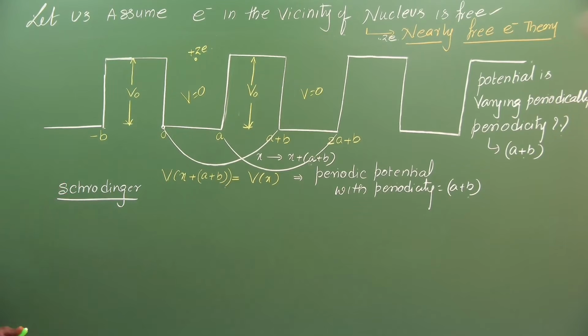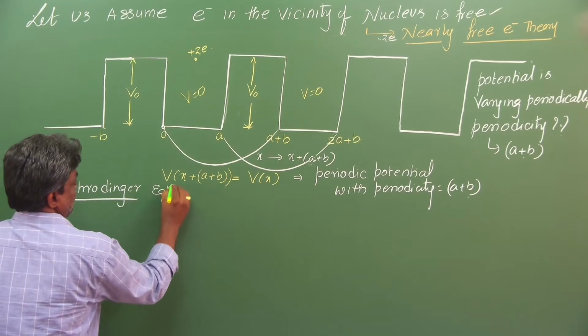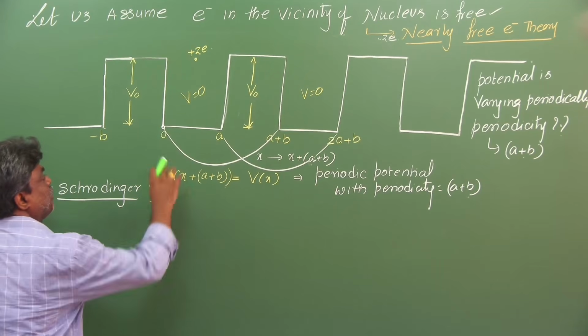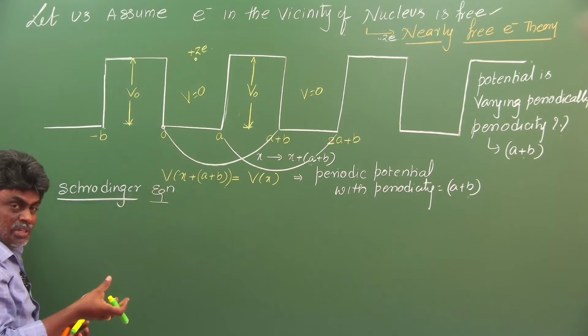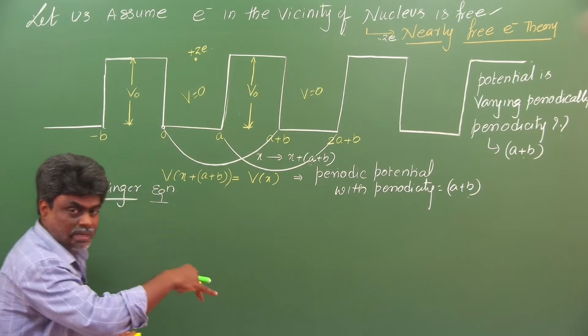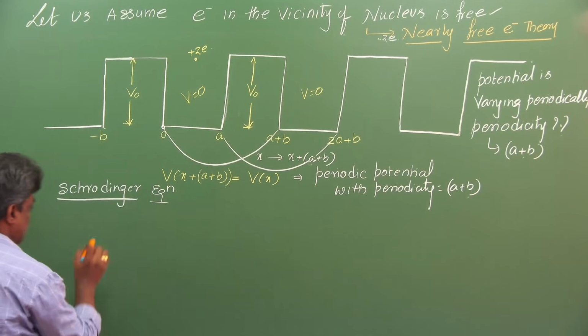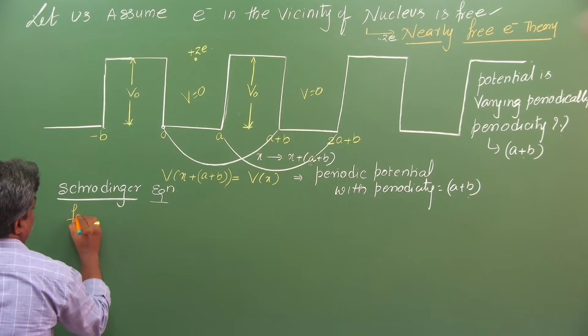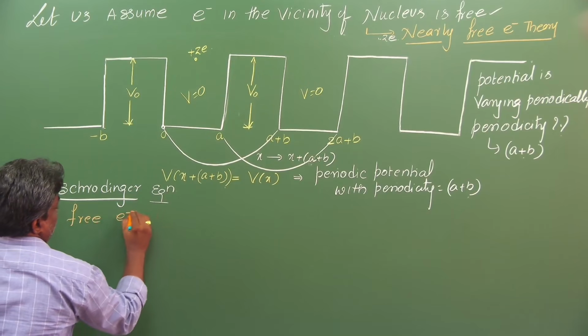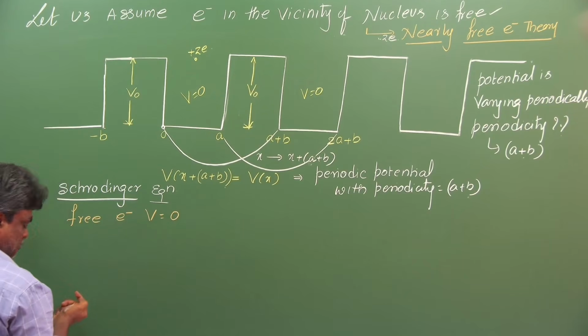Now I have to take the Schrodinger equation. Let us start. Before going into this periodic potential, let us go back to the free particle and discuss that again. Wait. Now I am assuming a free particle, a free electron. What is the potential? Zero. Everybody say.